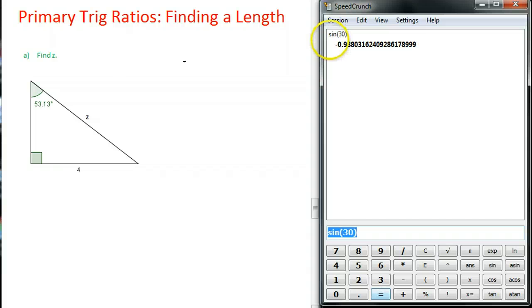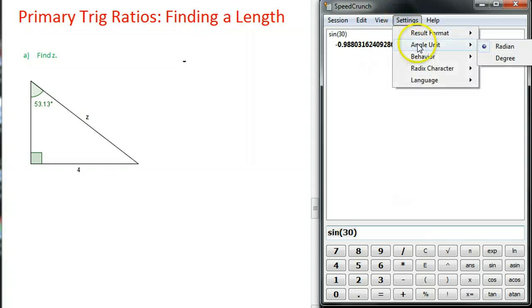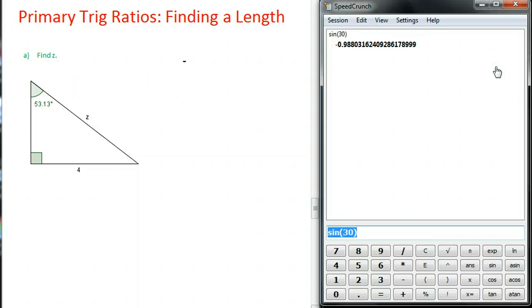And notice I don't. So that means my calculator is working in radians. So I have to make sure to change the angle unit into degrees. Make sure you know how to do that on your calculator. And whenever you start to do some work with angles, make sure that the mode is set appropriately. So notice now if I take sine of 30 degrees, I get 0.5.